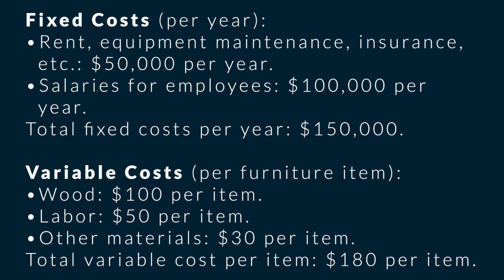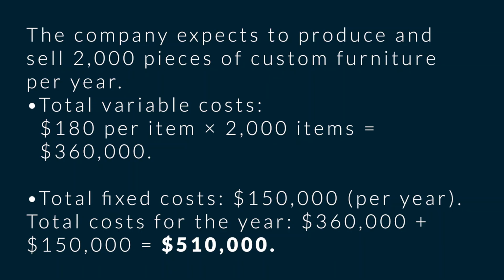Then you have variable cost per furniture. So wood, $100 per item, labor, 50, other materials, 30 per item. So the total variable cost is 180. But that is per item produced. Then there is the question of how many of these things they are producing, so that they can find the total variable cost for everything. In this case, the company produces and sells 2,000 pieces of custom furniture per year. And that will make our total variable cost 180, remember, that was per item, times the 2,000.